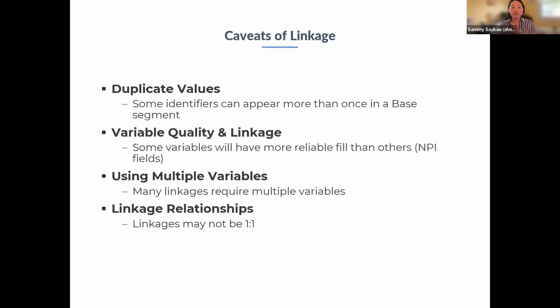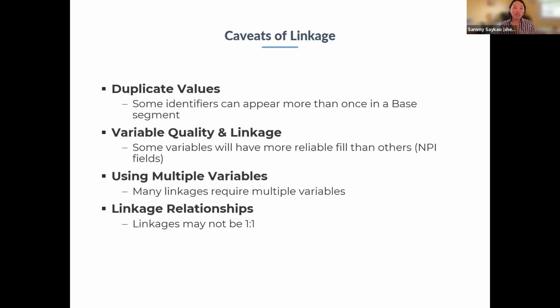And then some caveats of linkage. When you are linking files together, just some things to talk about. We talk about this a lot already, the duplicate values, right? So some identifiers can appear more than once in a base segment. Variable quality and linkage: not all variables are created equal. So some variables will have more reliable fill than others. The one that always comes to mind is billing NPI, which is typically very reliable compared to other NPI fields because that's the provider that gets paid.